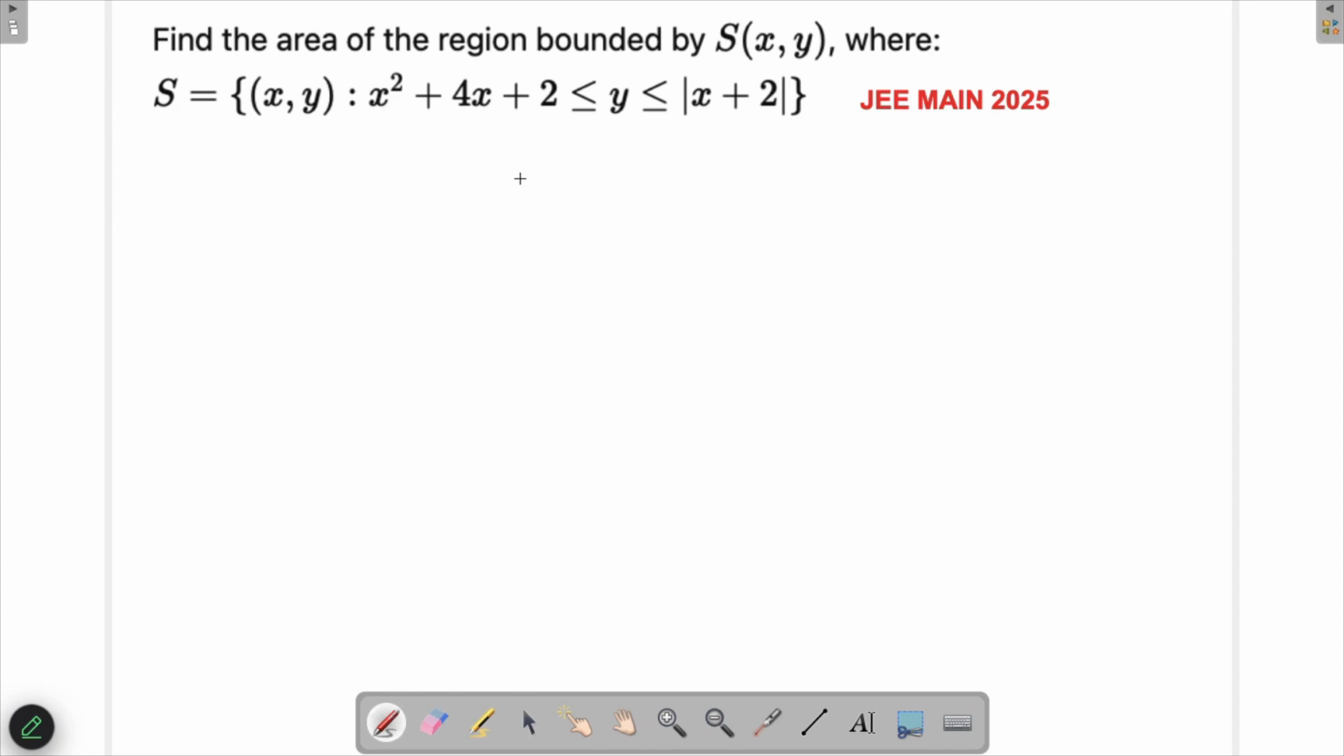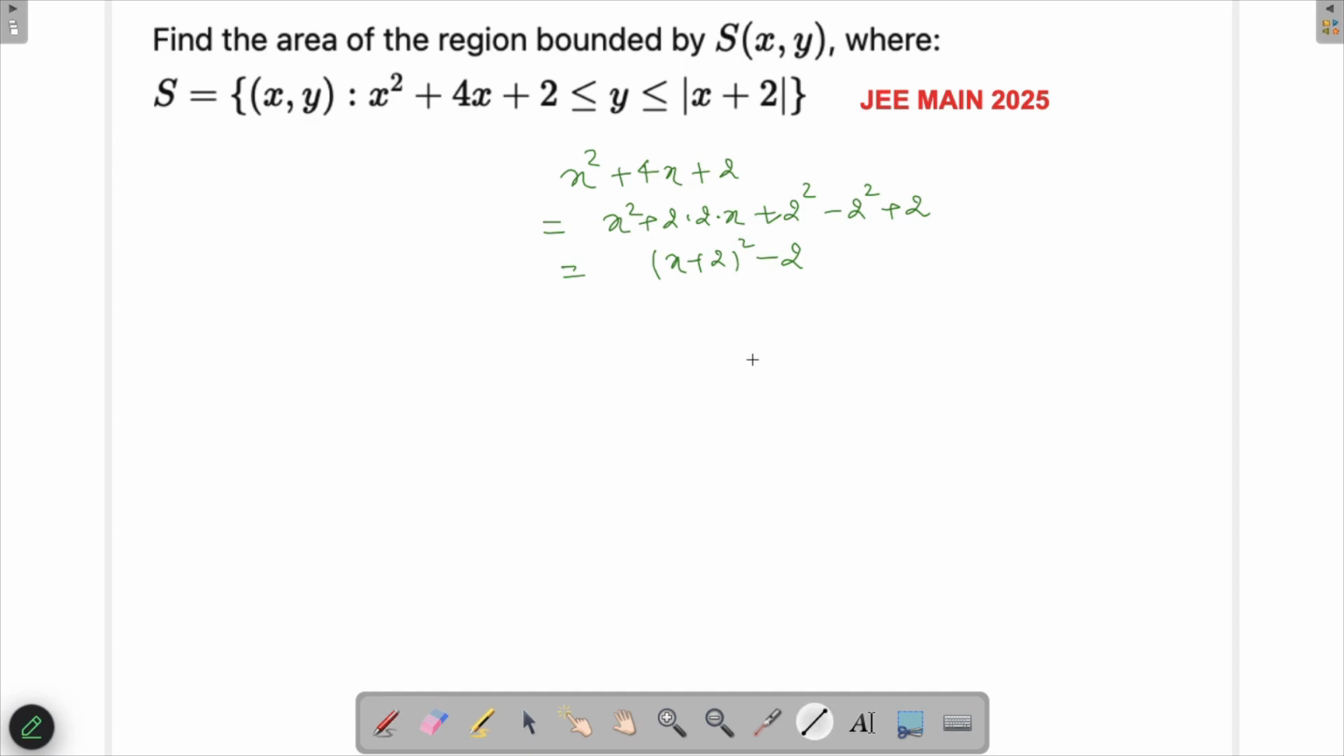The first one is a parabola, right? And then we can find out what the vertex is and where it is. To do this, we write x squared plus 4x plus 2 and try to make it a perfect square. So this becomes x squared plus 2 into 2 into x, which means I have to add 2 squared and then subtract 2 squared, and then it will be plus 2. So what I will have is (x plus 2) whole squared minus 2.